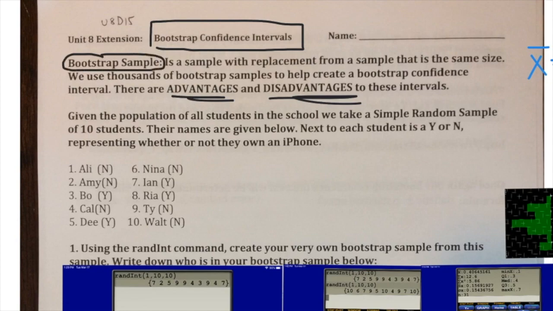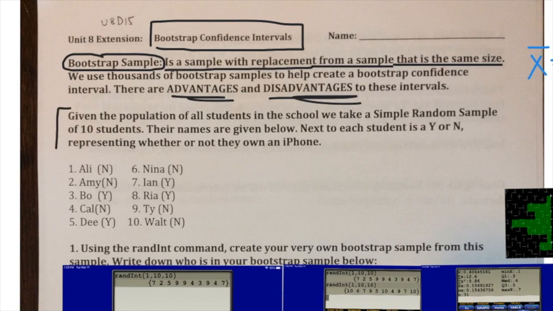According to what I wrote here on the worksheet, a Bootstrap sample is a sample that is formed with replacement, and that sample comes from another sample. One thing that's special about a Bootstrap sample is it has to be the same size as the original sample. There are thousands upon thousands of Bootstrap samples that we can create, but let's start by just finding one.